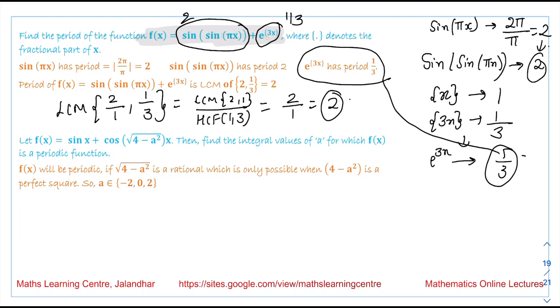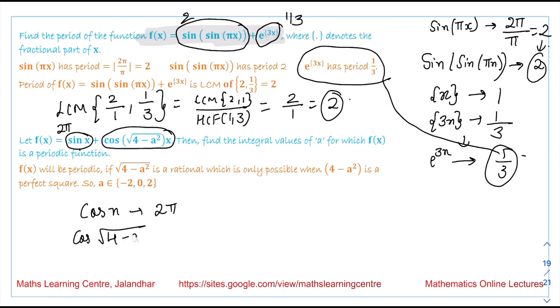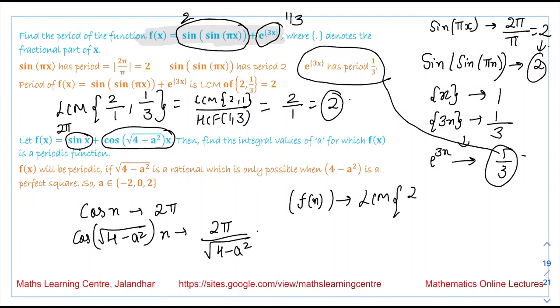Next, let f(x) = sin x plus cos of square root of 4 minus a square into x. The period of sin x is 2 pi. The period of cos x is 2 pi. And the period of cos of square root of 4 minus a square into x will be 2 pi over square root of 4 minus a square. The period of this function f(x) will be the LCM of 2 pi and 2 pi over square root of 4 minus a square.